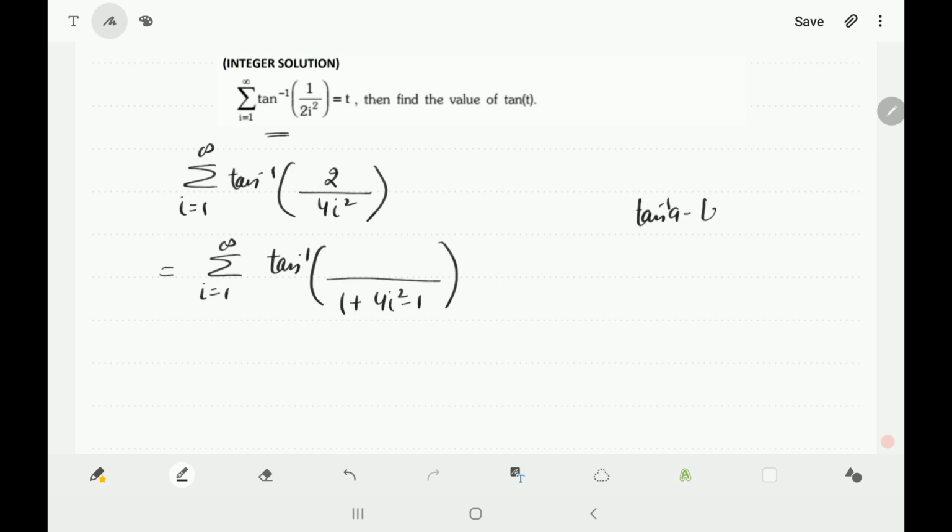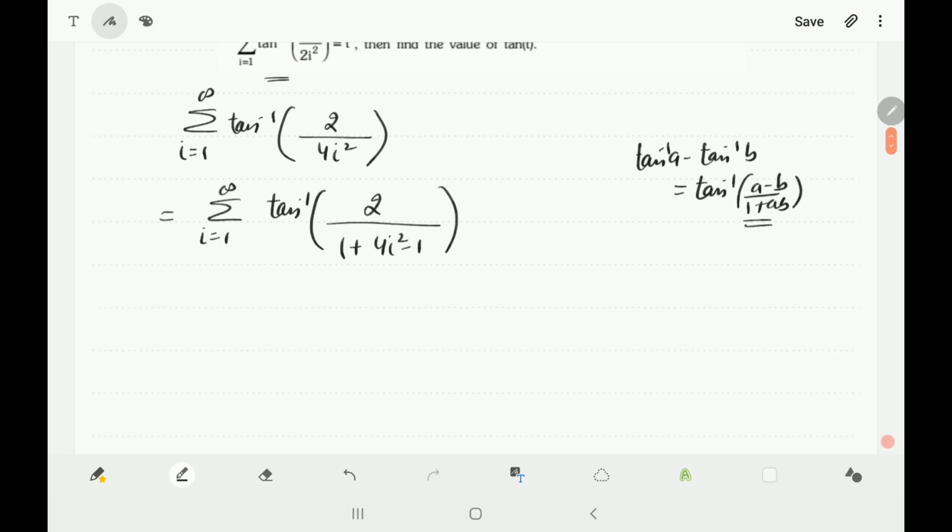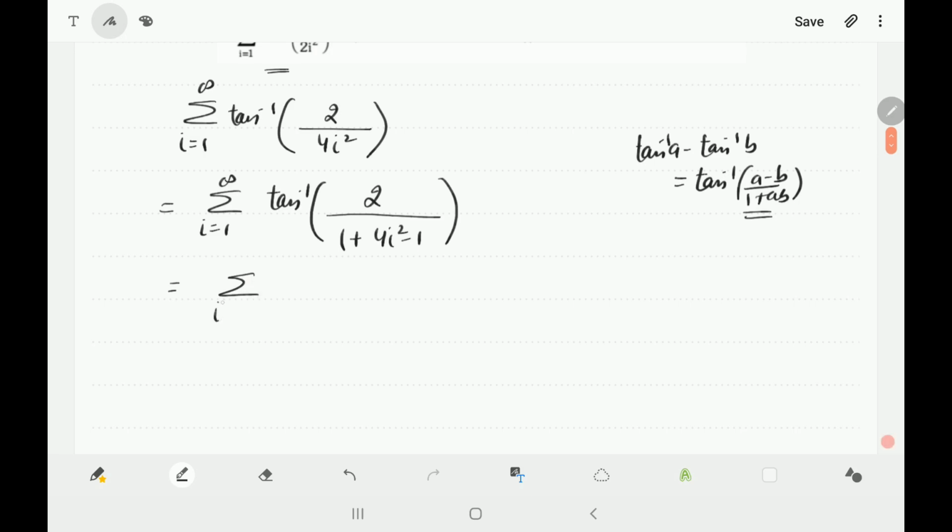Tan inverse A minus tan inverse B can be written as tan inverse of (A minus B) upon (1 plus AB). So in the denominator you should have 1 plus something. Okay, so I have added 1 and subtracted 1, and in the numerator it is 2 only. So can I write this term as tan inverse of 2 over 1 plus (2i minus 1) into (2i plus 1), and the difference of these two terms is in the numerator. 2i plus 1 minus 2i minus 1 will give us 2.